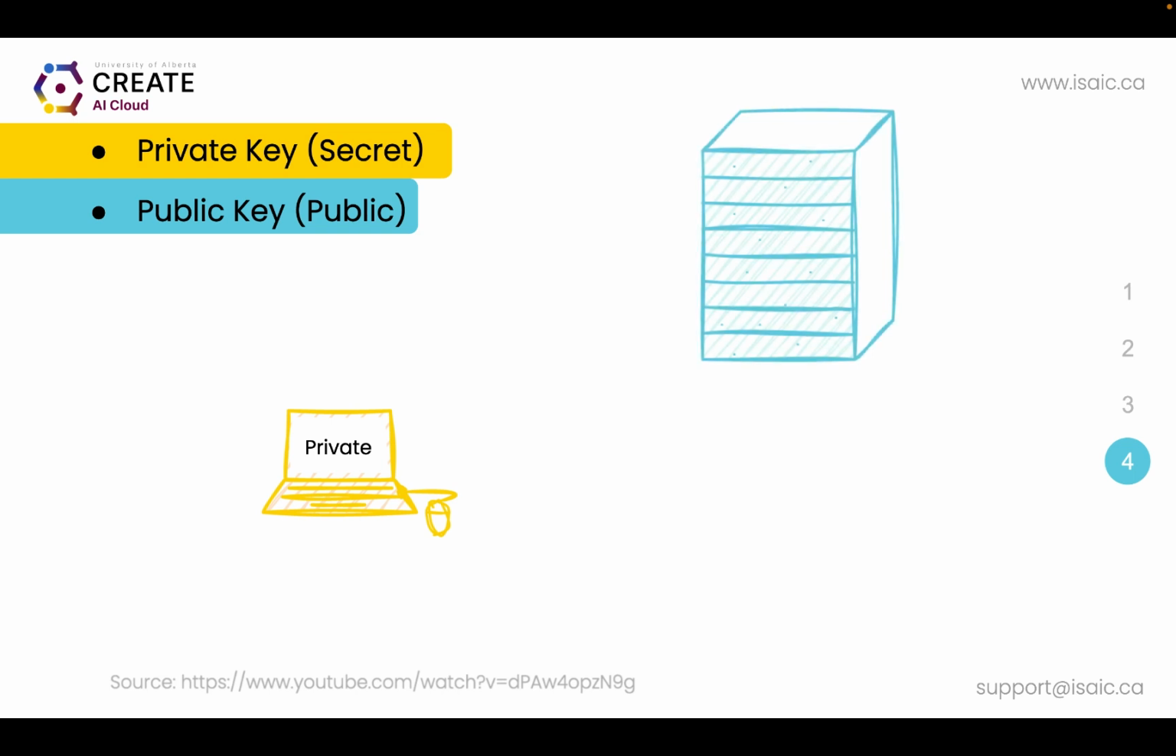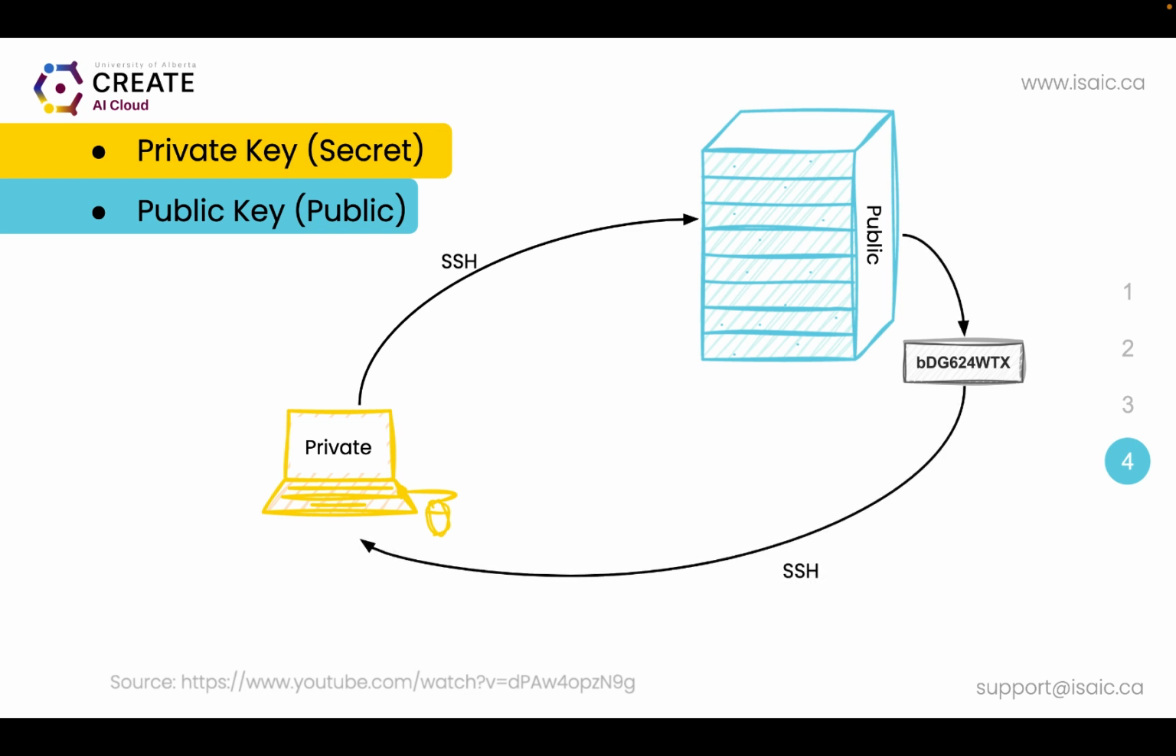Now here is the server. The public key is placed on it. It's okay to share the public key, but without the private key, it can't do much on its own. When you try to connect, the server takes your public key, encrypts a random string, and sends it back to your laptop. Your laptop uses the private key to decrypt the string and proves it holds the matching key. Once that's verified, the server lets you in. No password needed, and it's much more secure.